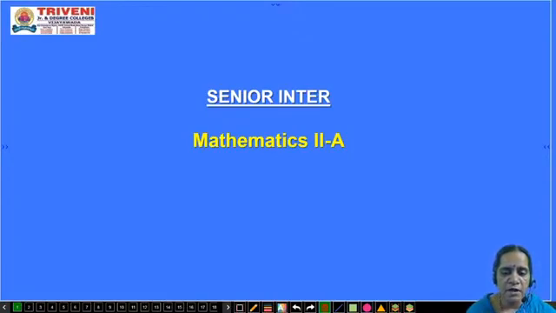For imaginary numbers we have to multiply with i. Here the square root of -1 is denoted by i. Squaring on both sides, i square is equal to -1.